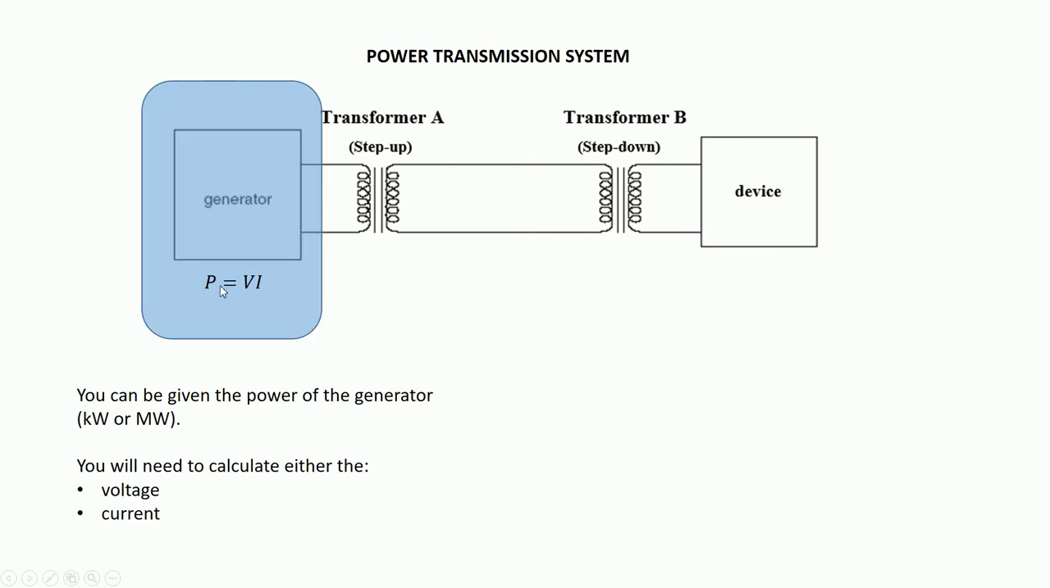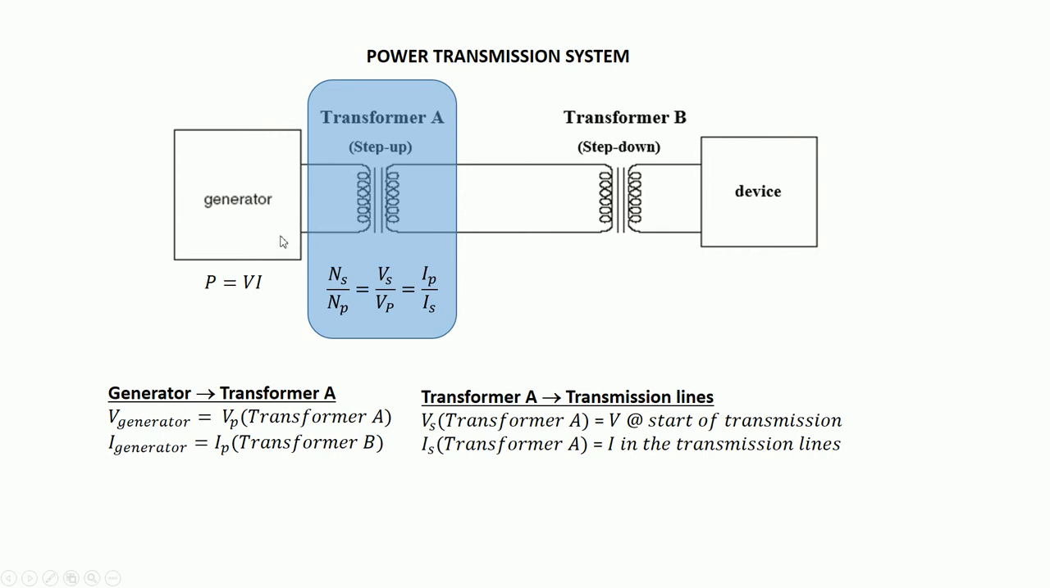Traditionally, the generator would be given as a power of kilowatts or megawatts, and from that you can calculate the voltage from the current or the current from the voltage. That's important because we have the voltage coming from the generator, that then enters the primary side of the transformer. The current also from the generator is the current in the transformer's primary coil. The transformer follows all the traditional rules in terms of the ratios of turns, volts and amps. And then at the end, the current coming out of the secondary side of the step-up transformer is the current that travels all the way through our transmission lines.